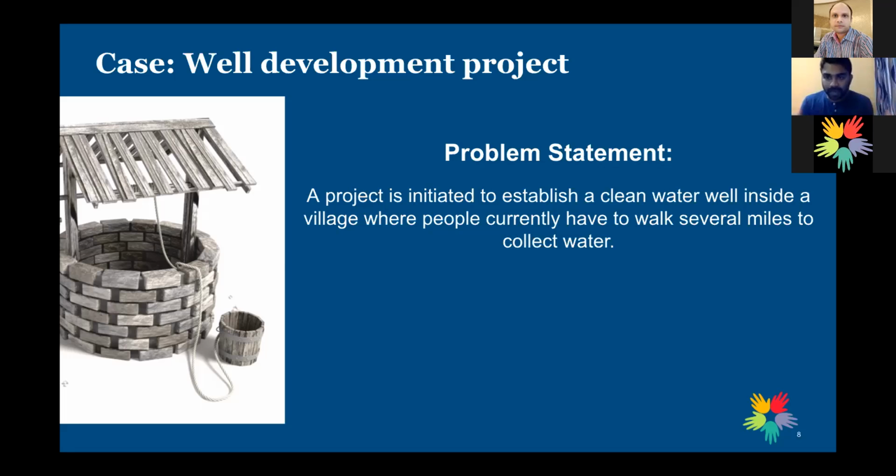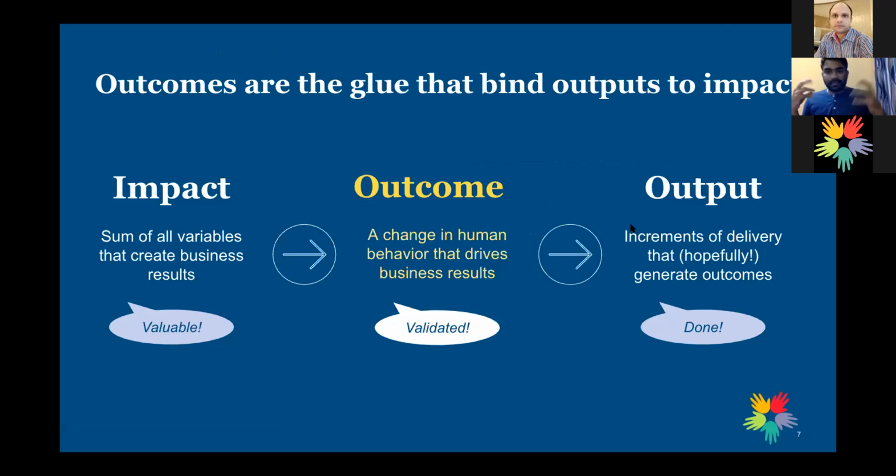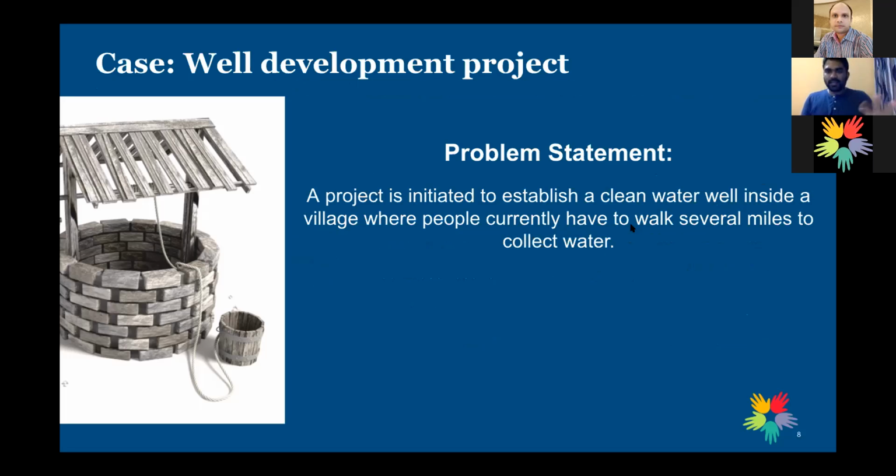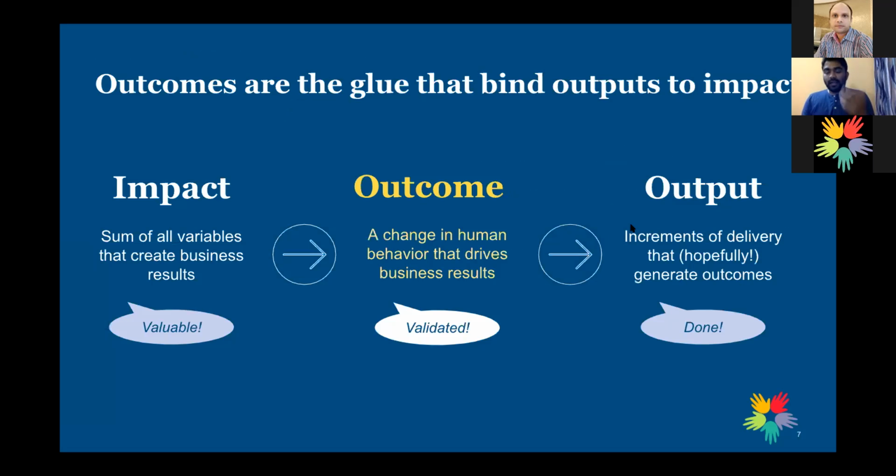From whatever I've explained, from the case, what do you think the output is here? What is the outcome here? What is the impact here? You can just put it in the chat with a prefix saying "I am" or something like that. Just from these definitions, put what the outcome is and what the output is.